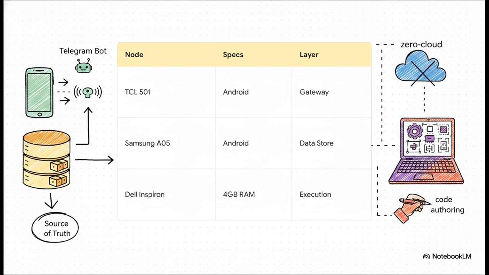And finally, we have the Dell Inspiron 13 node. With just a basic Intel processor and a meager 4 gigs of RAM, this older, stateless laptop takes on all the heavy processing, the computational tasks, and the code authoring. Every single repurposed device has a highly specific, optimized role.